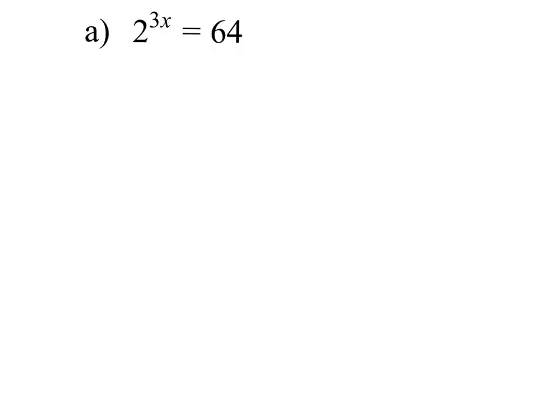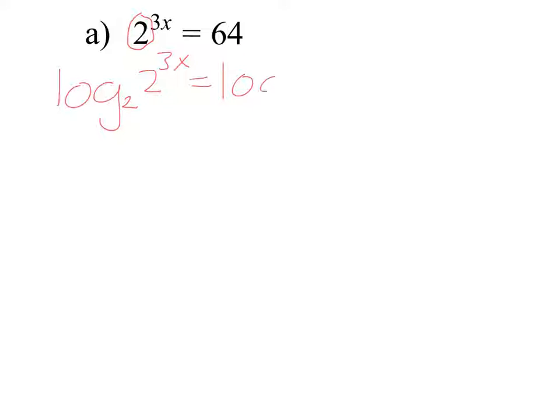Solve. Wow. I have to look first, what's my base? My base here is 2. That is what my base is. To find your base, you have to know what to do in order to get rid of an exponential base. What's the opposite of exponential? Log. So I'm going to do log base 2 of 2 to the 3x. That means you have to do the same thing on the other side. Log base 2 of 64.